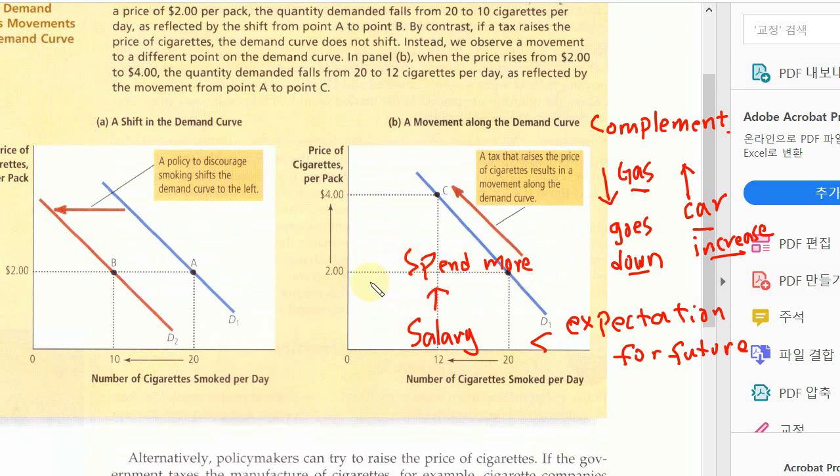And you will save less. Spend more. Okay, this also influences your purchasing demand: the expectation for the future. Okay, and the number of purchasers.